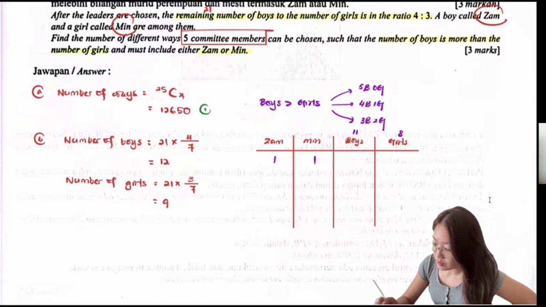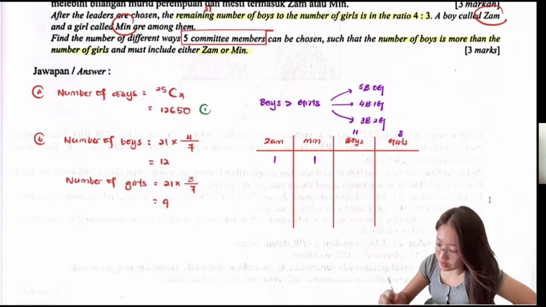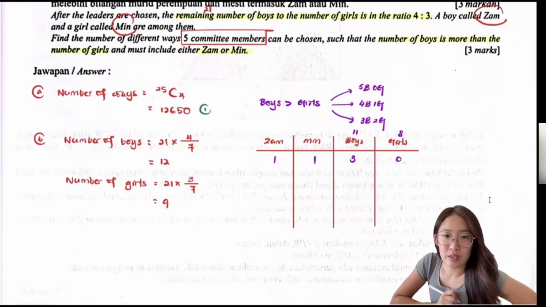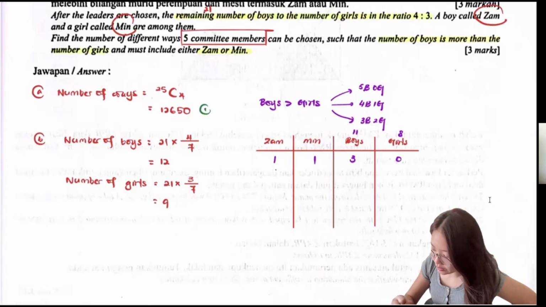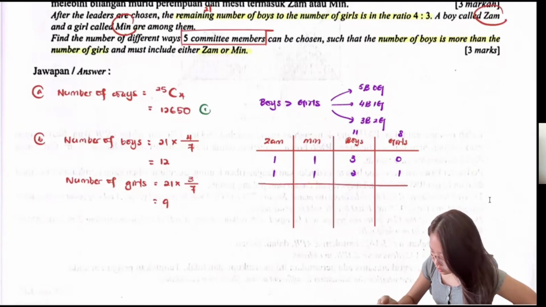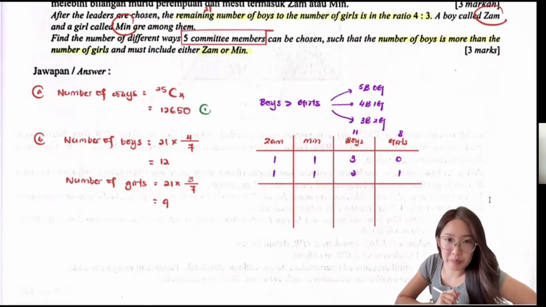So the boys, I need to choose, the boys over here, I have to choose another 3 to make it 5. 0 goes. And not 5, 4. Now I include both Zam and Min. Or you can have Zam and Min, I take 2 boys only from the others. I need another girl. This is including both people, Zam and Min.